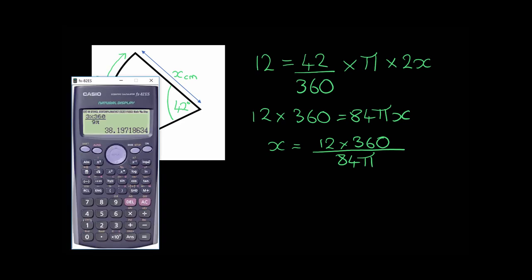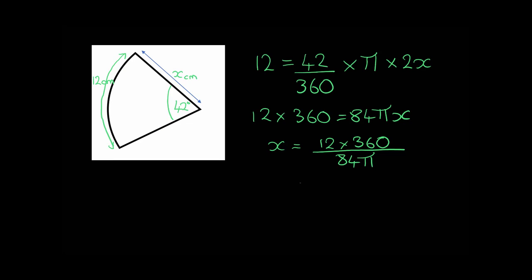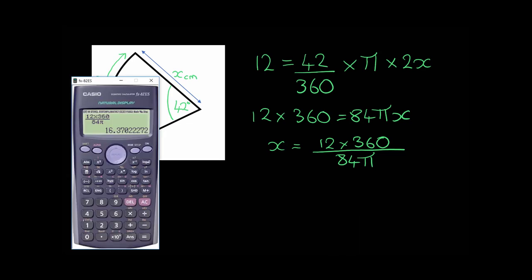So let's bring back the calculator. 12 times 360 divided by 84 pi. We found out that the radius of this circle is 16.37 to 2 decimal places.